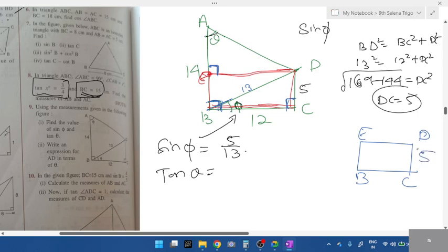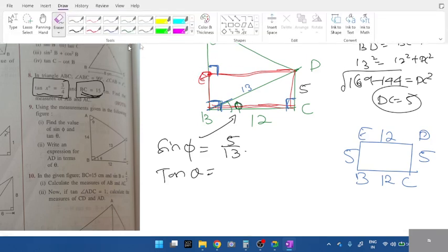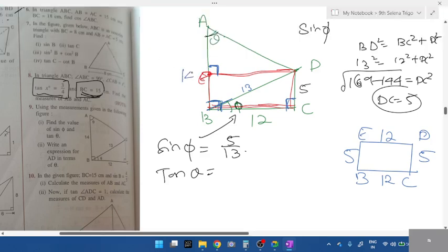If DC is 5, what about BE, students? BE also will be 5. If BC is 12, what about ED? Yes, ED is also 12. Just go through what I have done.